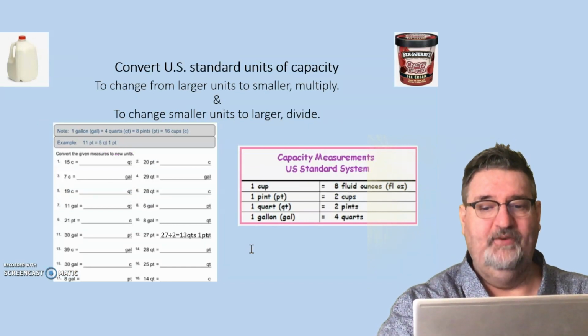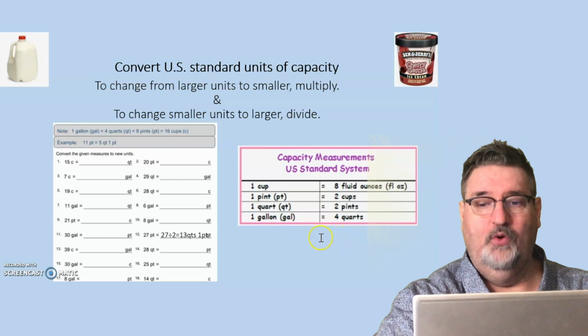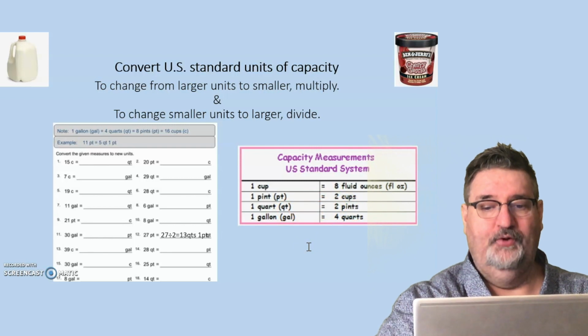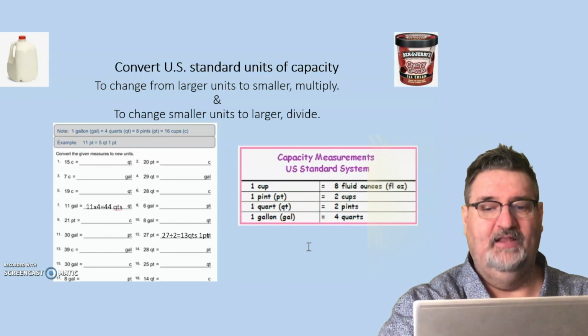When it says 27 pints into how many quarts? We look over here for the pints and the quarts, and we divide by 2, and we got 13 quarts with 1 pint left over.